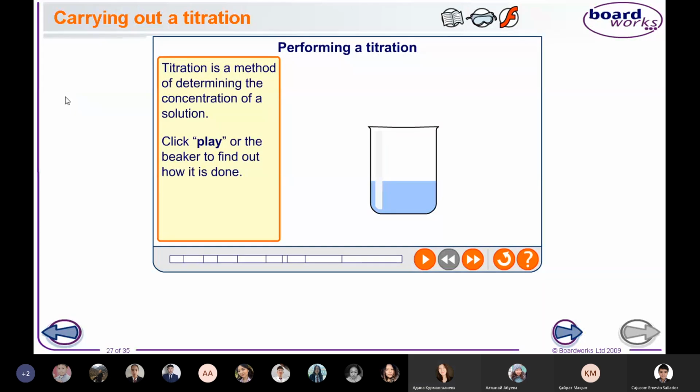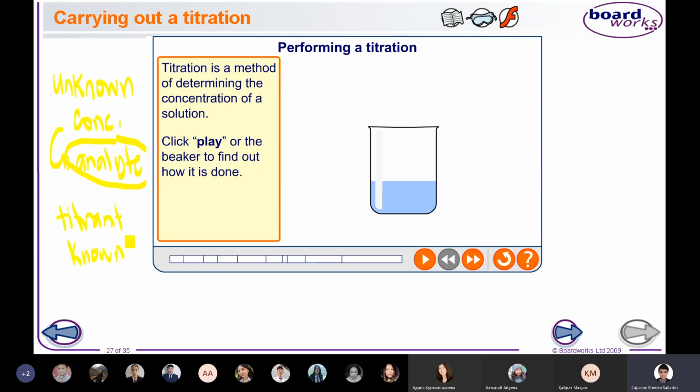Titrant. Unknown. So the one that we don't know. Basically, the unknown solution, the unknown concentration, remember this one, we call it the analyte. So that is now the unknown concentration. We want to know what is the concentration of the analyte, and what will we use? We will use the titrant. The titrant is the known concentration. So this one is the known concentration.